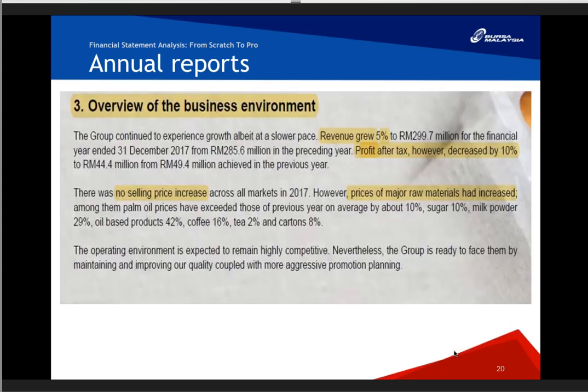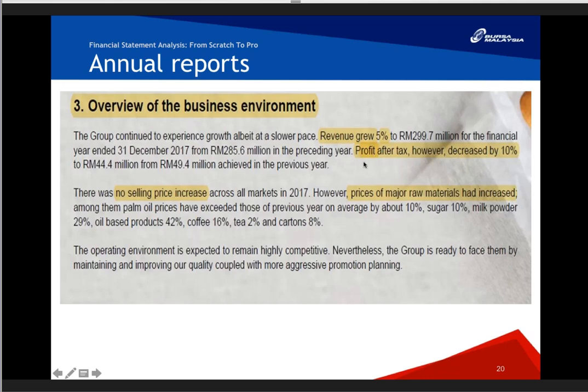Then we also look at the overview of the business. You can see that overall, these are the fine lines that you need to catch from here, whether this company is doing well. The revenue grew 5%, okay? Then the profit after tax, however, decreased by 10%. So you see the revenue has increased, but the net profit has reduced by 10%.